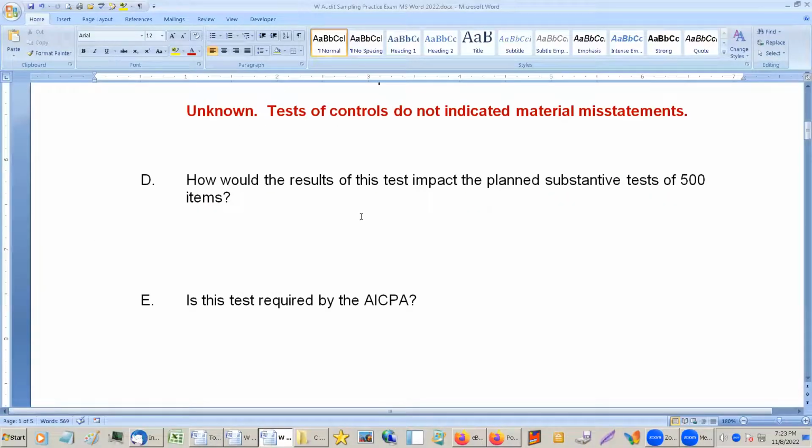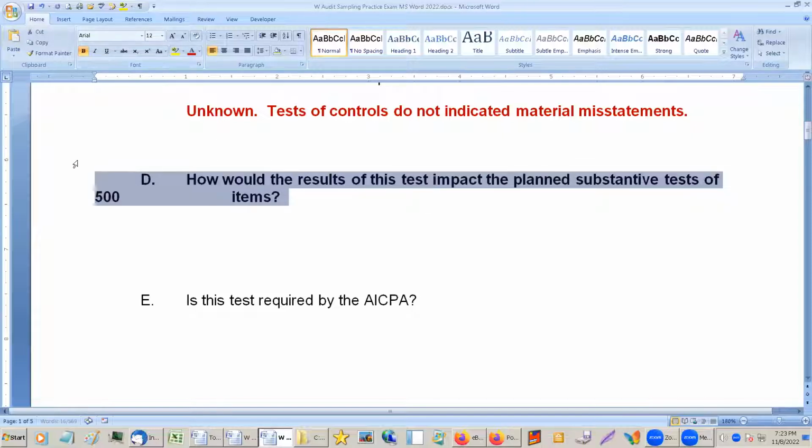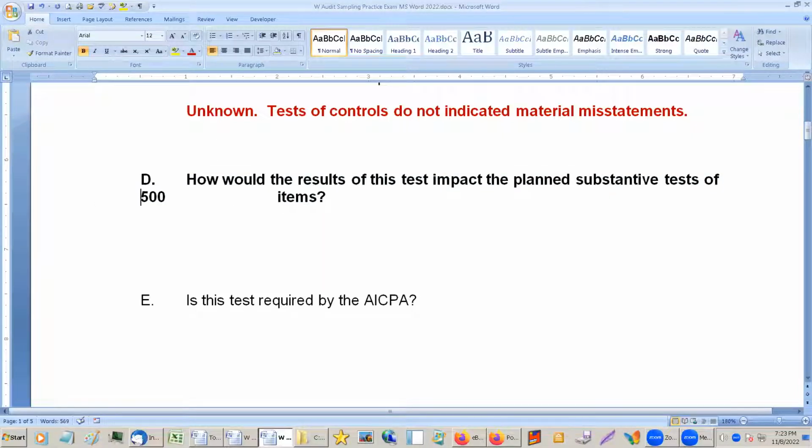Okay, how would the result of the test impact the planned substantive tests of 500 items? Now, substantive tests are to get dollar amounts.